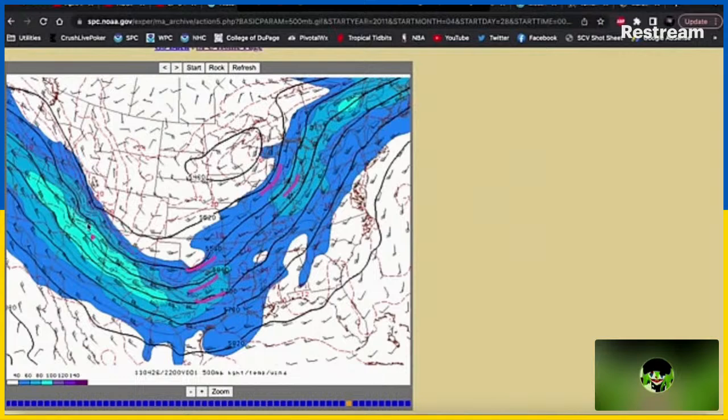Numerous little short waves, little kinks in the flow that were sort of, as we say, little engines that were able to locally increase vorticity, advection, and lift out ahead of them to produce storms, severe storms, significant severe storms in those locations. And we'll talk more about that as it pertains to the 27th here in a second.